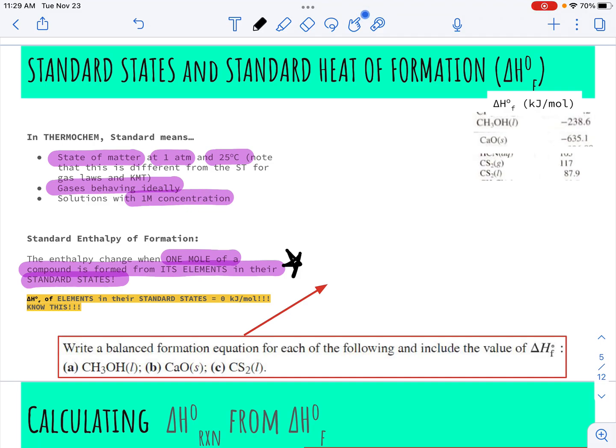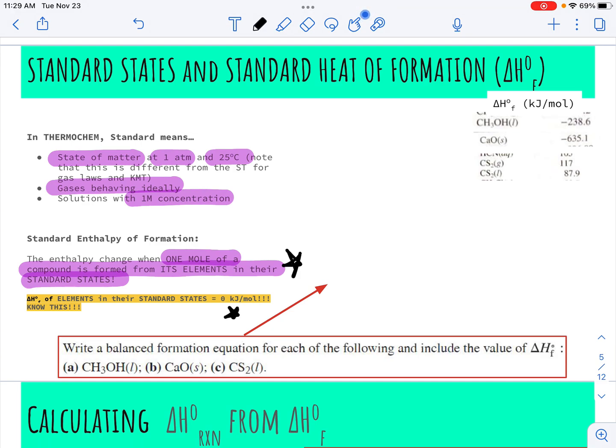Okay, the standard enthalpy of formation has 3 parts. It has to include 1 mole of the compound forming, it has to form only from their elements, and the elements have to be in their standard states. Okay, something that you will have to know on College Board's exam is that the heat of formation of elements in their standard states is 0 kilojoules per mole.